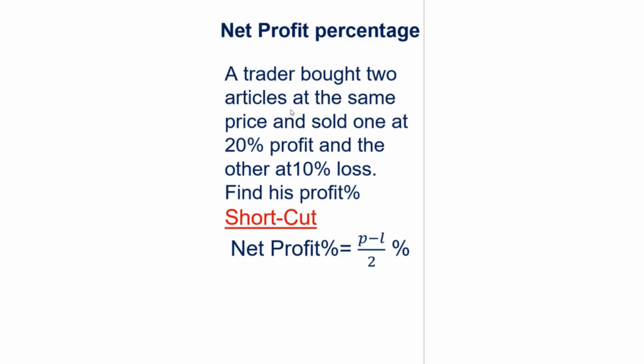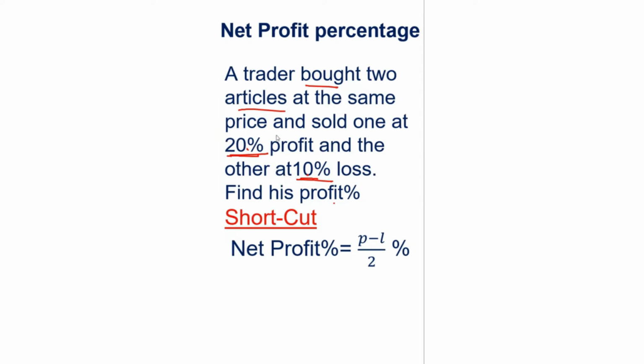A trader bought two articles at the same price and sold one at 20% profit, the other at 10% loss. Find his profit percentage. He bought the two articles at the same price. That means cost price of two articles are same. And in one case you have 20% profit, the other case there is 10% loss, means the first reaction will be 20 minus 10. 10% is what people say as the answer, but there's a mistake.